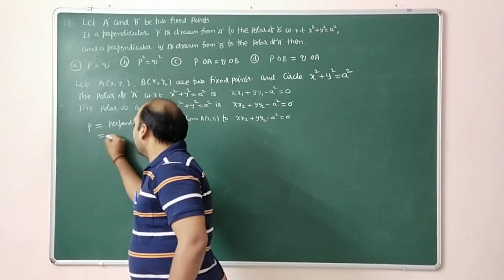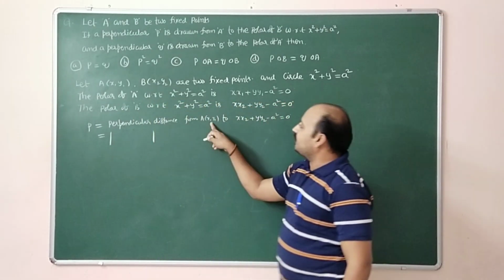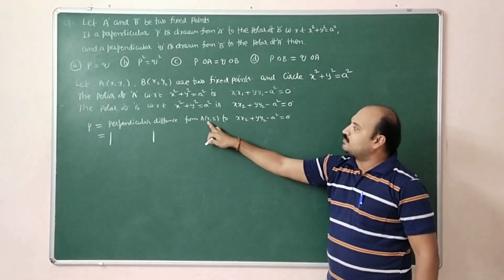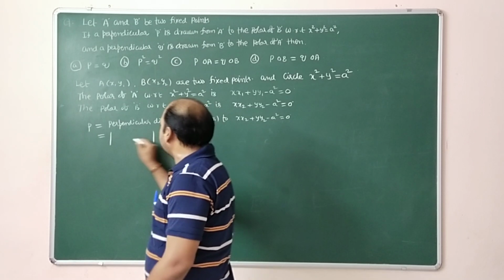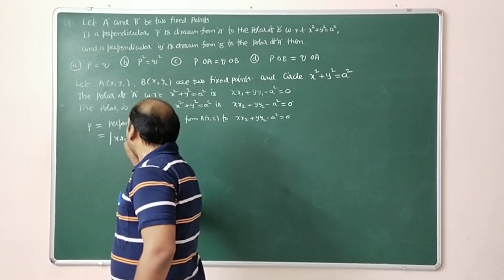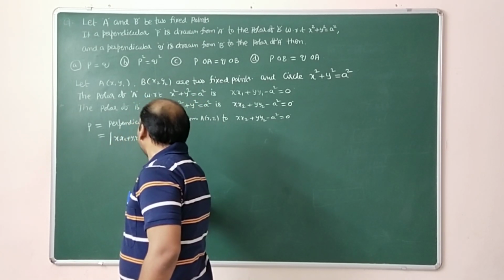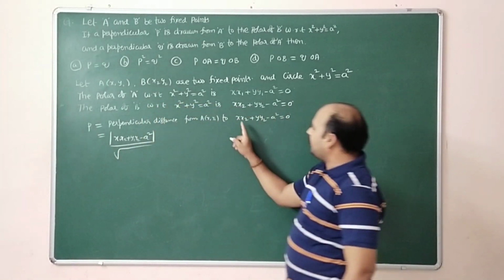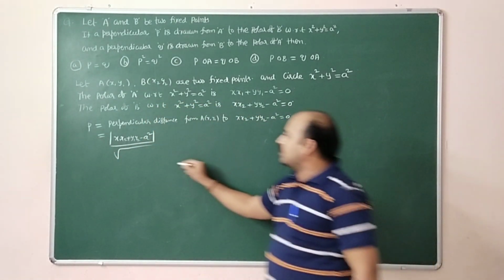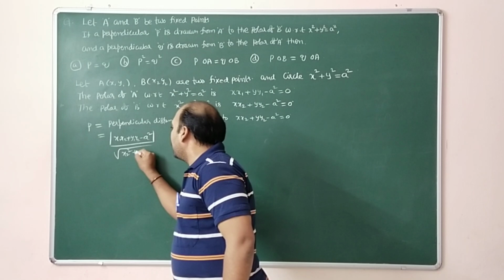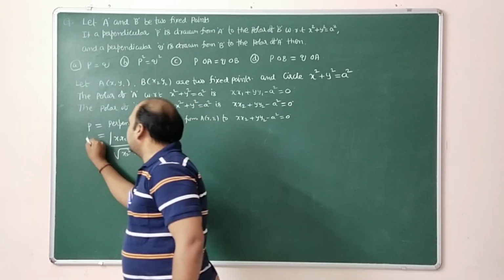That is mod polar of B, in place of x, y substitute x1, y1. So it becomes mod x1 x2 plus y1 y2 minus a square, divided by root of x coefficient whole square plus y coefficient whole square, root over x2 square plus y2 square. So this is P.